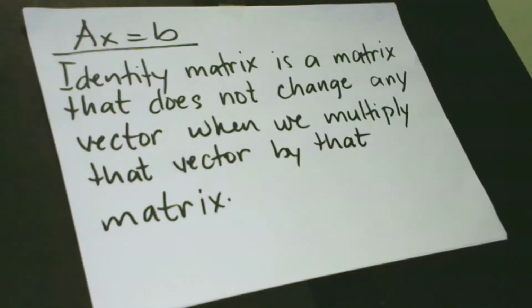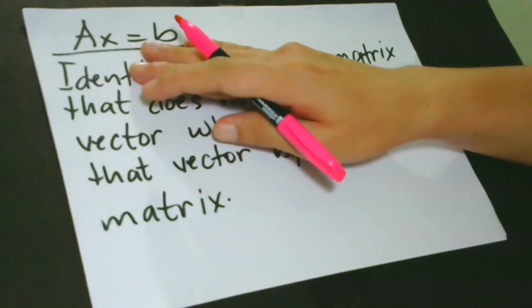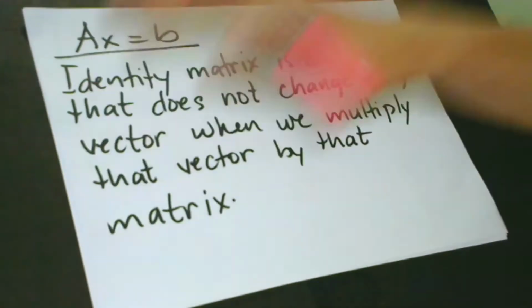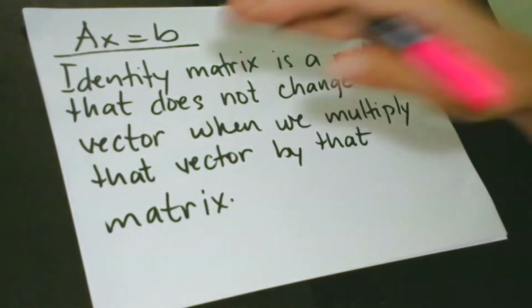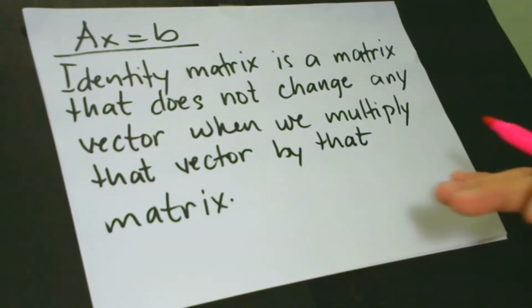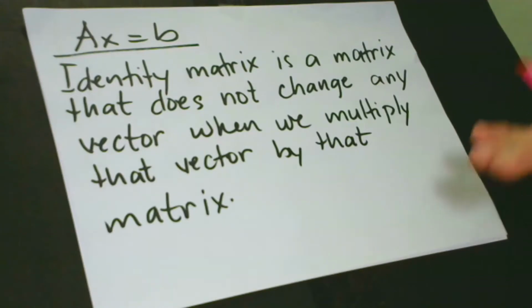Linear algebra gives us a very powerful tool that allows us to solve the equation Ax equals B for many values of A. This tool is called matrix inversion. However, this tool cannot just be used indiscriminately. So to understand this concept of inversion, let's define the concept of identity matrix first.